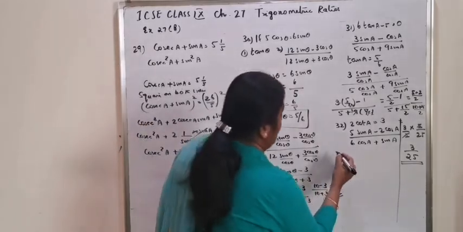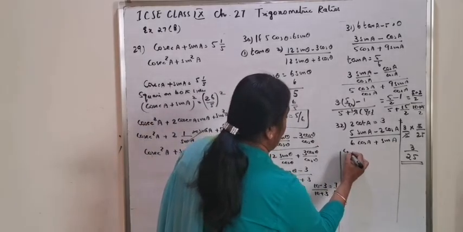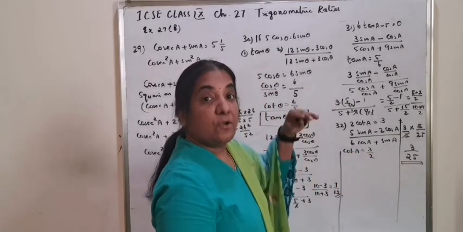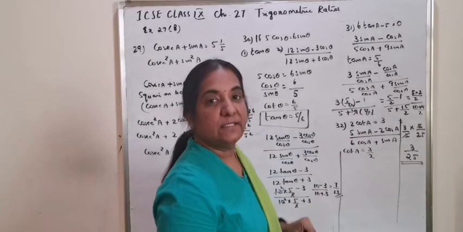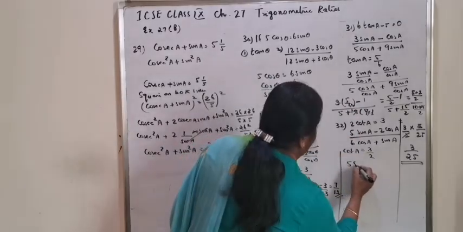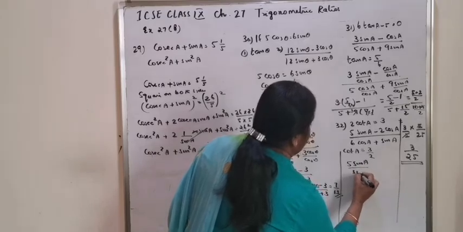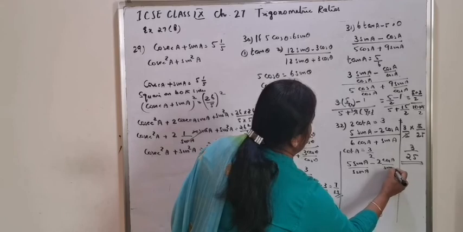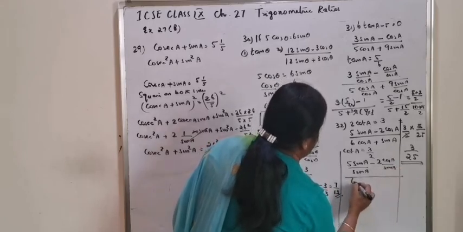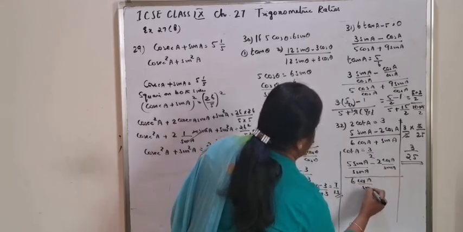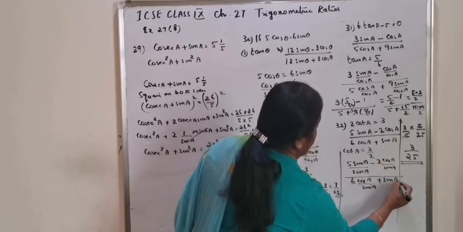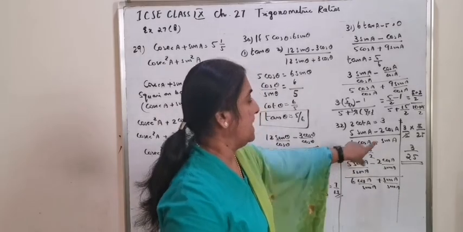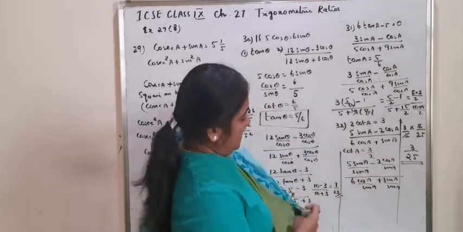Similar one, next one: cot A is equal to 3 by 2. Cot is cos by sin, so divide each term by sin. It becomes 5 sin A by sin A minus 2 cos A by sin A, divided by 6 cos A by sin A plus sin A by sin A. Reverse way also you can do, if you write tan A as 2 by 3. Both the methods you can choose.